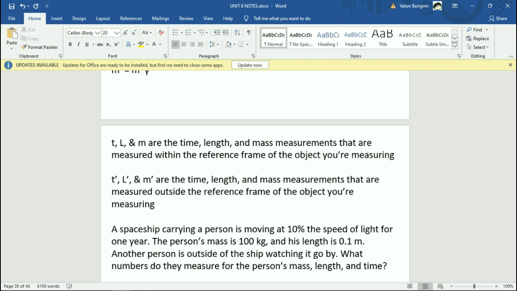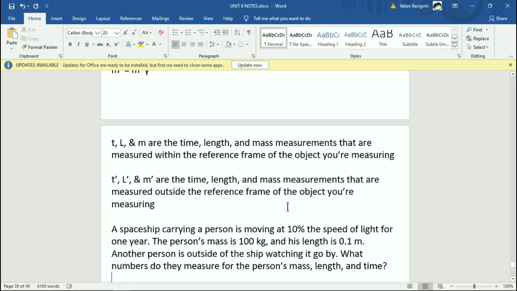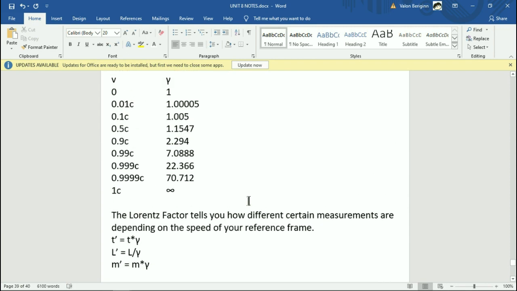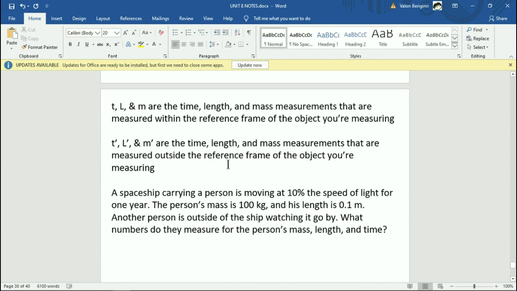The first thing to do in any sort of relativity question is just find the Lorentz factor, and that should be pretty easy if you have the speed. If you don't have the speed, then you have to figure that out somehow. So 10% the speed of light, we actually just have that up here. The Lorentz factor is 1.005. There are no units for this, by the way.